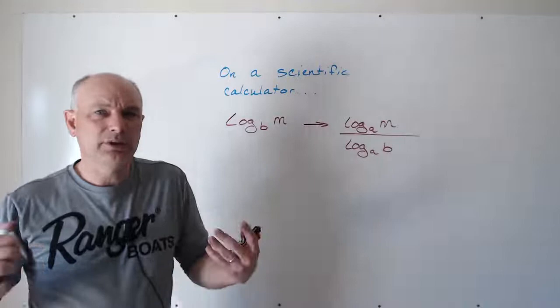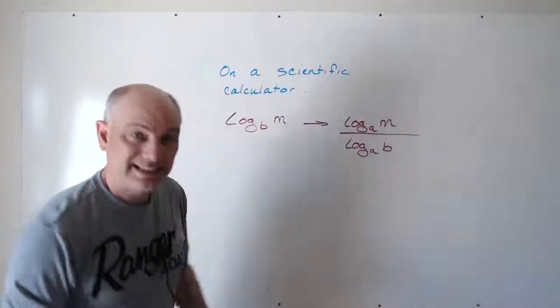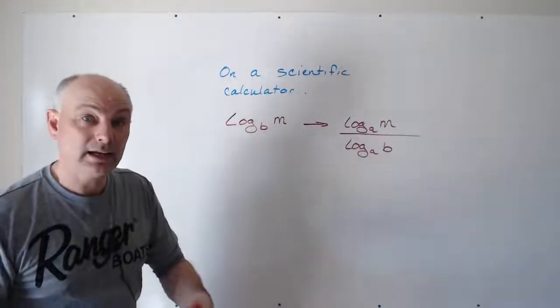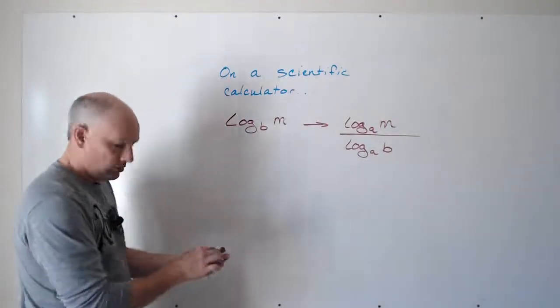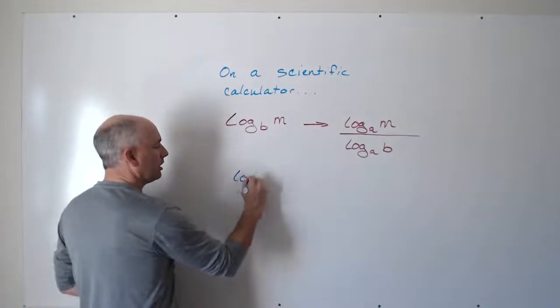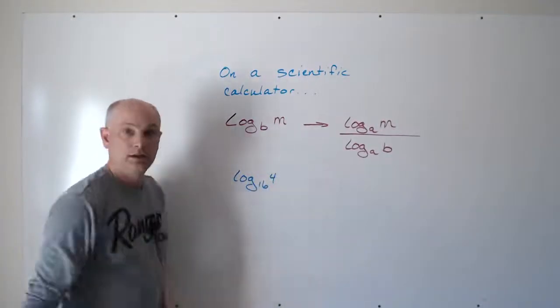Now you might be looking at that and thinking, okay, well, why would I ever think of using something other than 10 or this base E that I keep mentioning? Well, let's say you couldn't use a calculator on something, but they are numbers that I could recognize. Like this one. Let's say we do, I don't know, let's go log base 16 of 4.